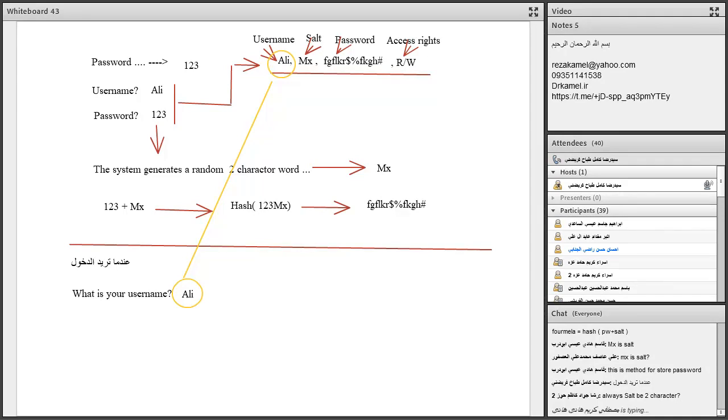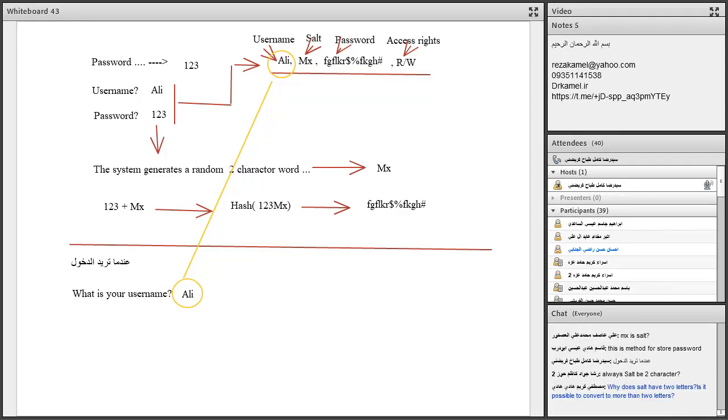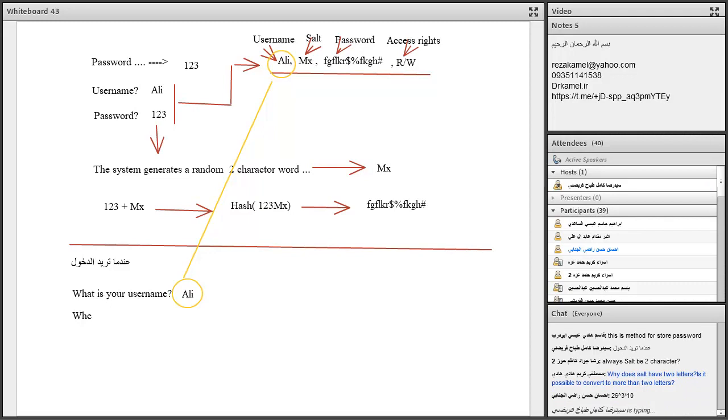The salt size depends on the systems, the operating systems, and it differs. When the salt is bigger, security is stronger. So it depends on the operating system. Why does salt have 2 letters? It's possible to convert to more than that? Yes, exactly. Same question Rasha asked Mustafa.